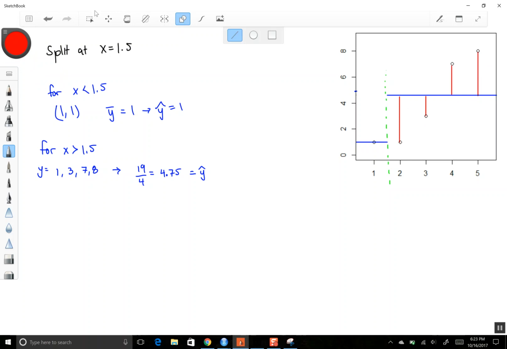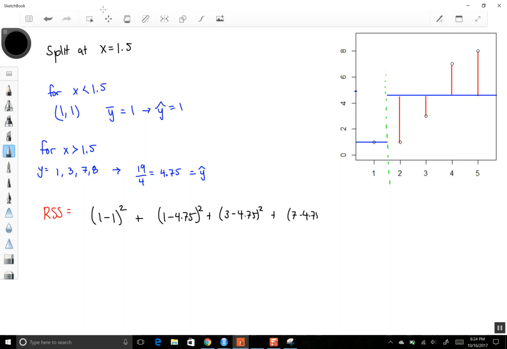Okay, and so the RSS here is going to be: over here I've got 1 minus 1 squared, so that's the 0. And then I've got 1 minus 4.75 squared, and 3 minus 4.75 squared, and 7 minus 4.75, and 8 minus 4.75, yeah? Okay, and then if we add all of this up, we would get 32.75. Okay, so that's the split at 1.5.